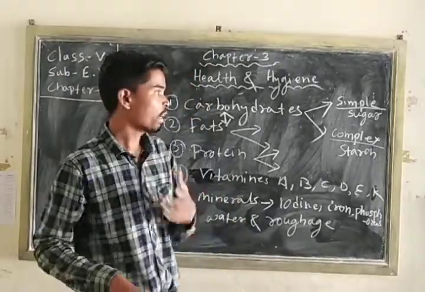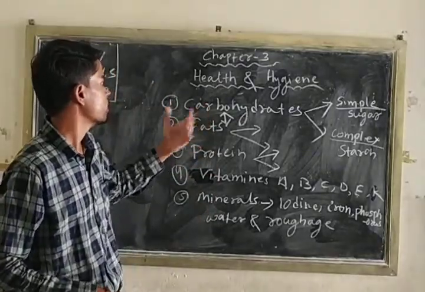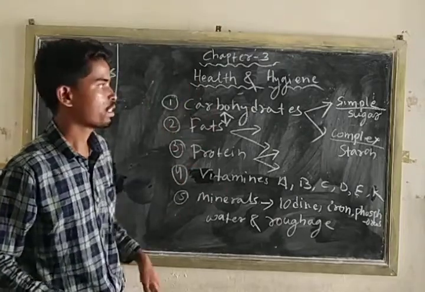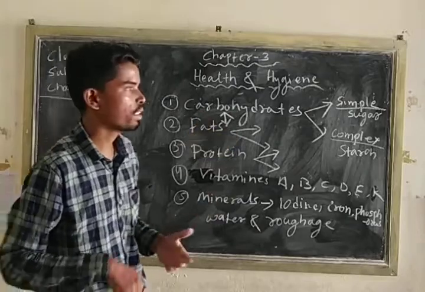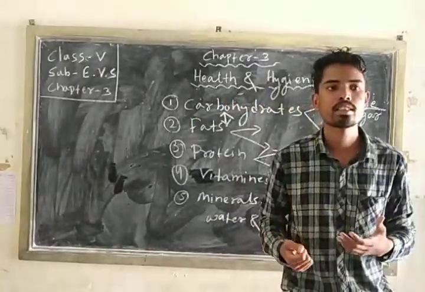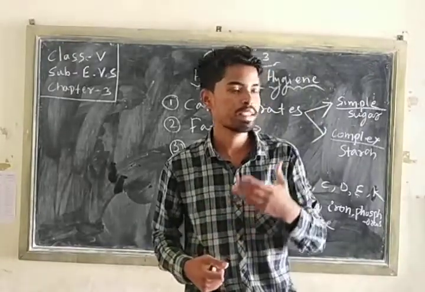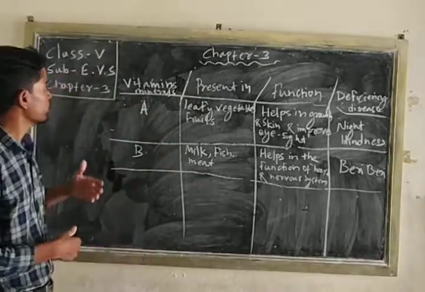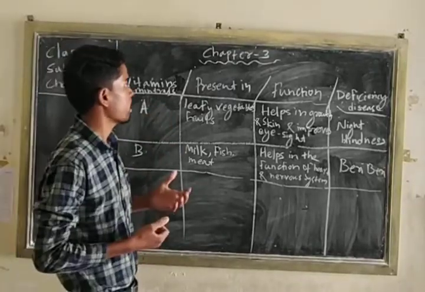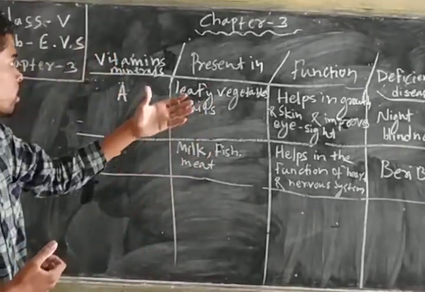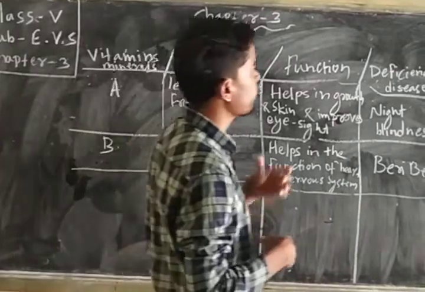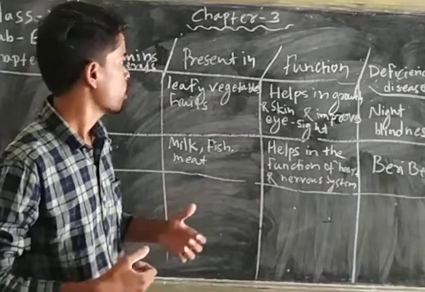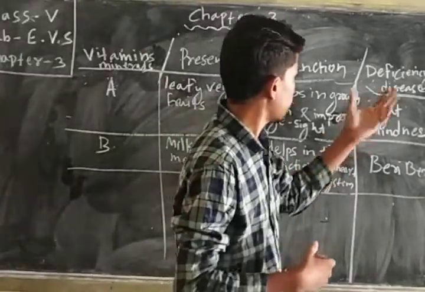So now come to the different diseases caused by the deficiency of these types of nutrients. Deficiency means the lack of vitamins and minerals. Some vitamins and minerals, their function, presence and source, and the deficiency diseases. So there are different types of disease.